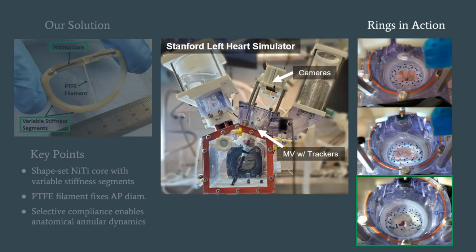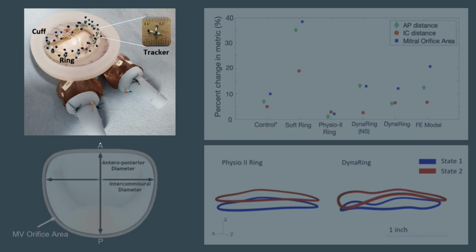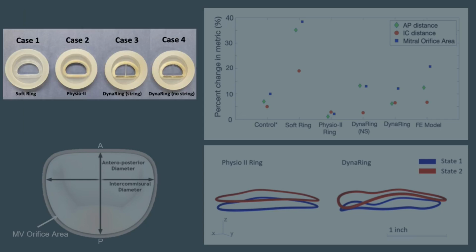To quantify these properties and understand the motions in more detail, we use an in vitro tracking method. In order to minimize interference of measurement tools with biological structures when assessing annular dynamics, we opted for a computer vision approach to tracking fiducial markers. 4 types of rings were tested under analogous conditions in the left heart simulator.